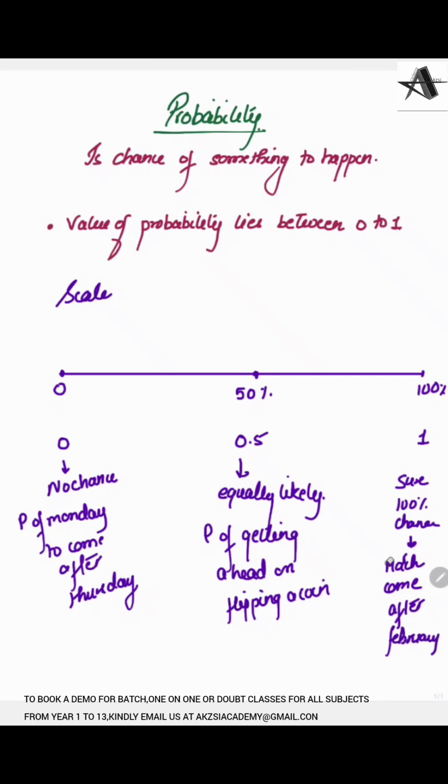Now let me move on to the formula to calculate it. For the formula, there are a few terms that you should understand. When I'm talking about the probability of something happening, I'm saying the number of chances or number of ways by which an event can occur, over the total possible outcomes.